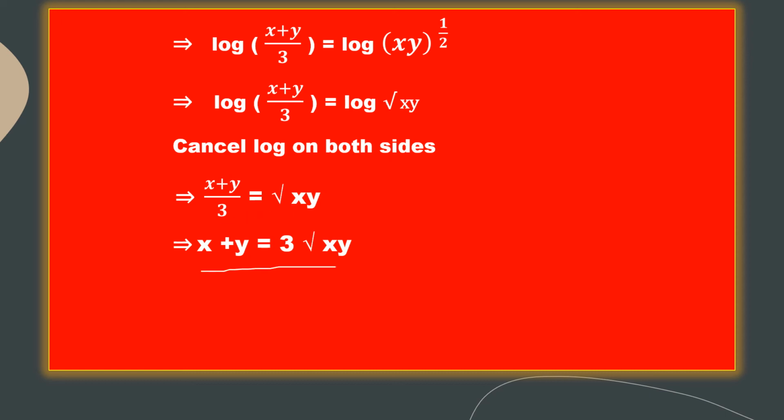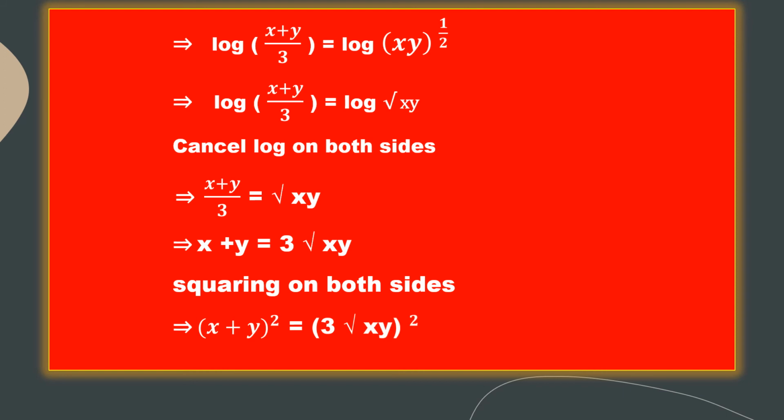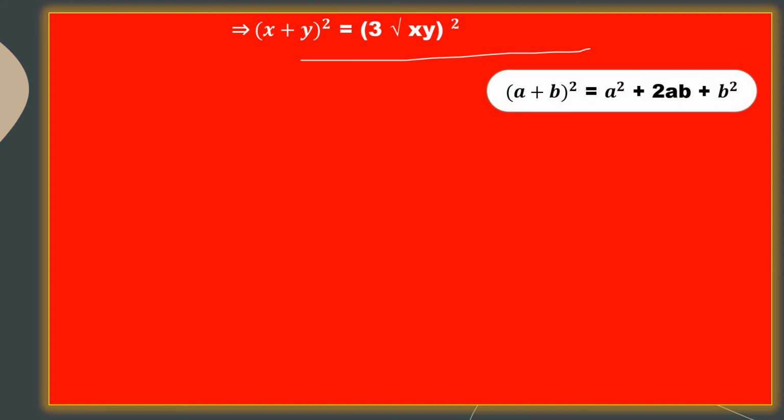Now you can do squaring on both sides, right? So let us do squaring on both sides. You will get x plus y whole square equal to 3 root xy whole square. Let me take the same step. Now give square to both of them. So 3 square will be 9 and root xy square will be xy. We are using this formula: x square plus y square plus 2xy equal to 3 square is 9 and root xy square is xy.